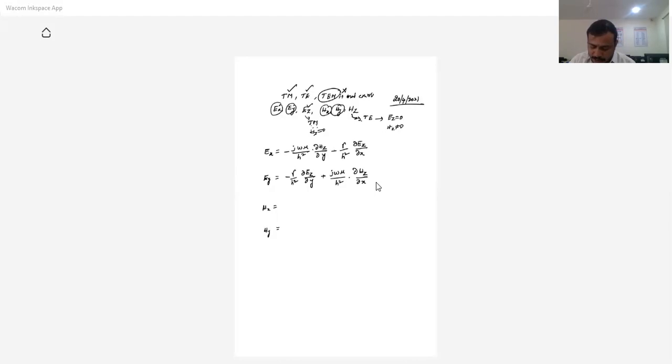In the same manner, we write for HX. HX is equal to minus gamma by h squared dou HZ by dou X, plus j omega epsilon by h squared, dou EZ by dou Y. In the same way, HY is equal to minus gamma by h squared dou HZ by dou Y, minus j omega epsilon by h squared into dou EZ by dou X. So these are the electric and magnetic field components in the rectangular waveguide.